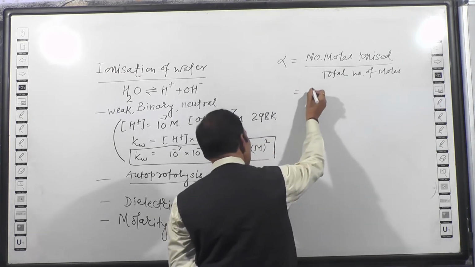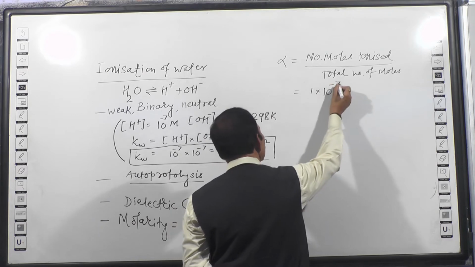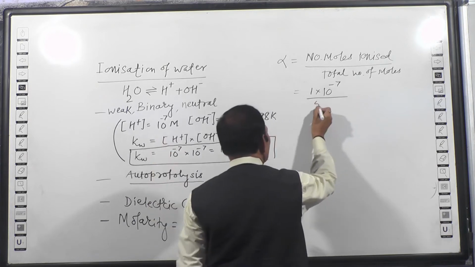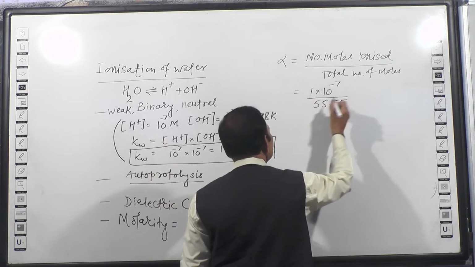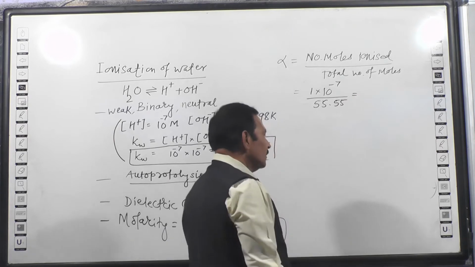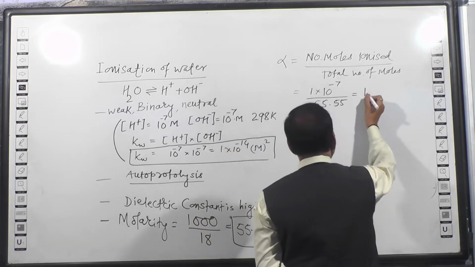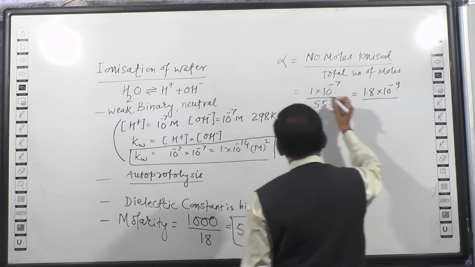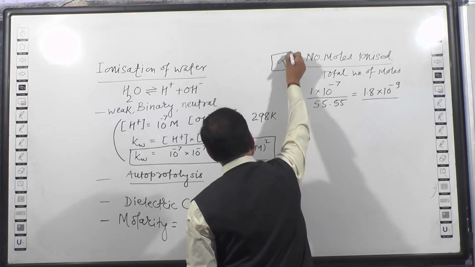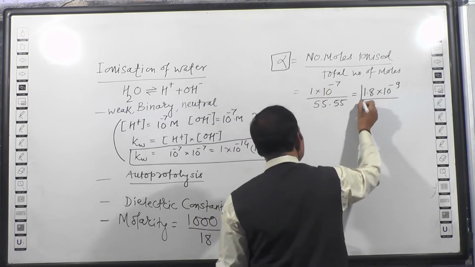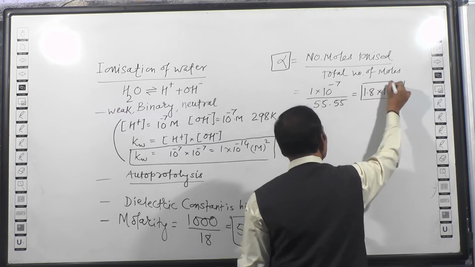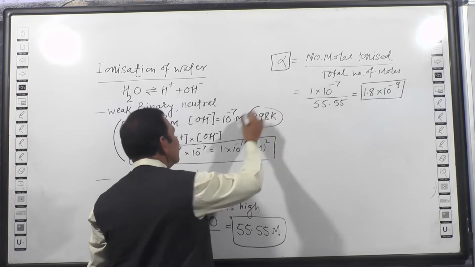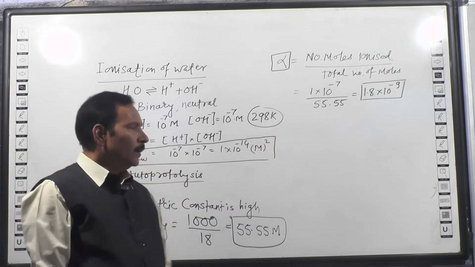Now ionized moles are 1 into 10 to the power minus 7, just seen earlier in this concept, and divided by total number of moles, which is 55.55. This is the molarity. So if you solve this, you will get 1.8 into 10 to the power minus 9. This is the value of alpha. So it is also one of the characters of water that its degree of dissociation is always 1.8 into 10 to the power minus 9. We are studying all the concepts at this temperature.